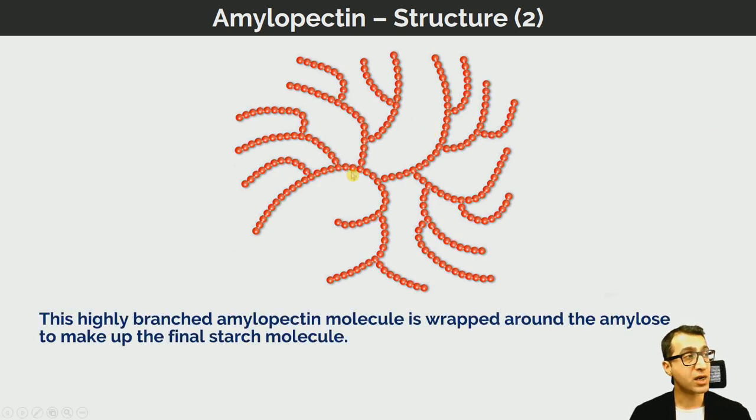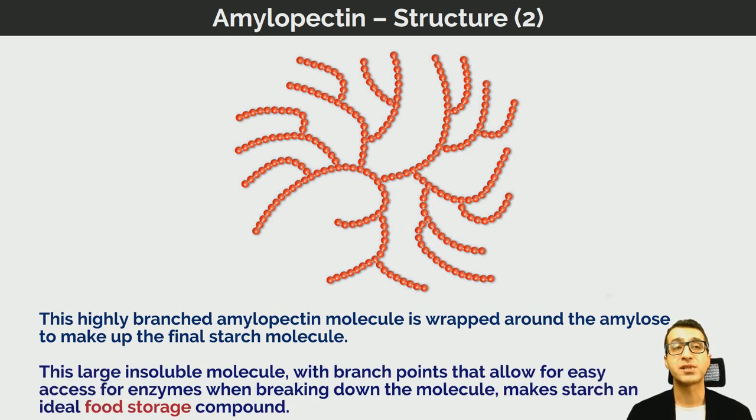Now, this highly branched amylopectin molecule is then wrapped around the amylose to make the final starch molecule. So as you can see here, this is more of a graphic representation where you have these branched polysaccharide molecules. Each one of these little red subunits is a glucose monosaccharide monomer. So this large molecule is insoluble. It doesn't dissolve particularly well in water at all, and it has branch points that allow easy access for enzymes when you're breaking down this molecule to release those individual glucose subunits for the purposes of respiration and other metabolic uses. And so as such, it represents a very dense store of individual glucose subunits, which is very easily and quickly and efficiently broken down into the individual glucose subunits, which can then be used for metabolism.